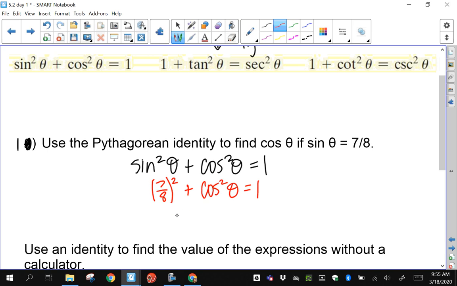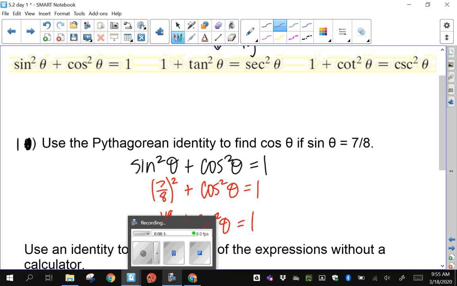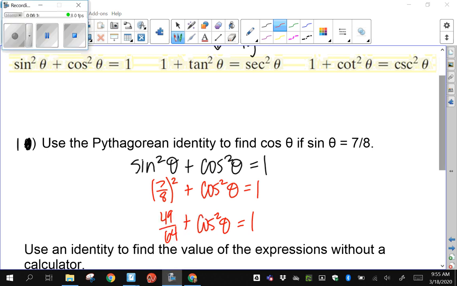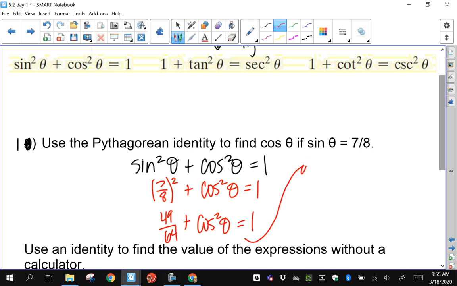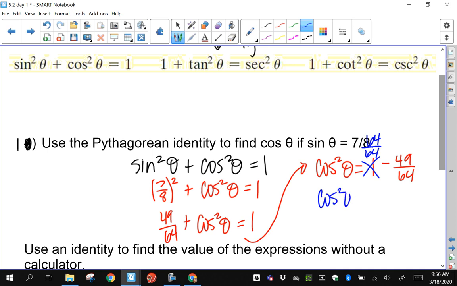First of all, squaring this fraction is 49 over 64 plus cosine squared theta equal to 1. And then if I want to subtract on both sides here, okay, so I'm going to subtract that 49 over 64. Cosine squared theta is equal to 1 minus 49 over 64. For me to do that, I would need common denominators. I can rewrite 1 as 64 over 64. And when I do that, cosine squared theta equals 15 over 64.